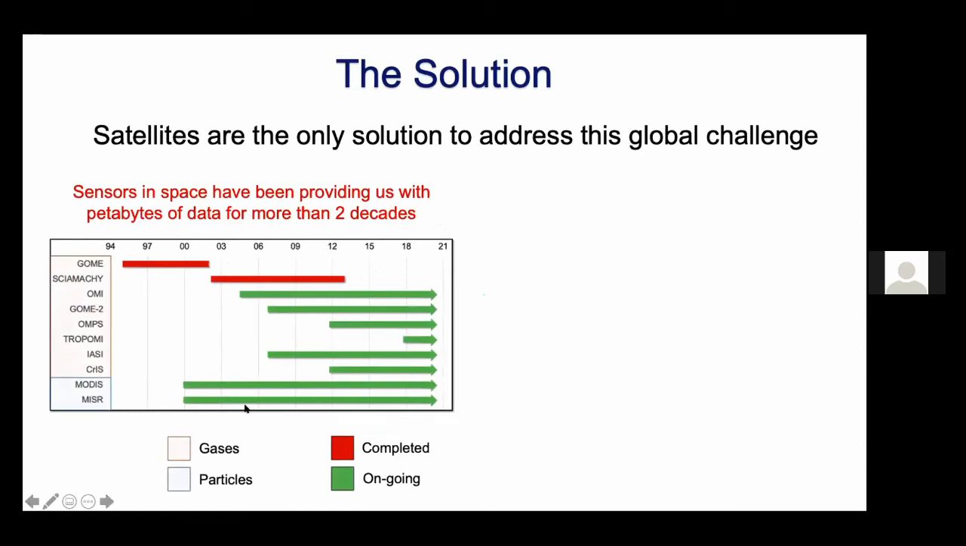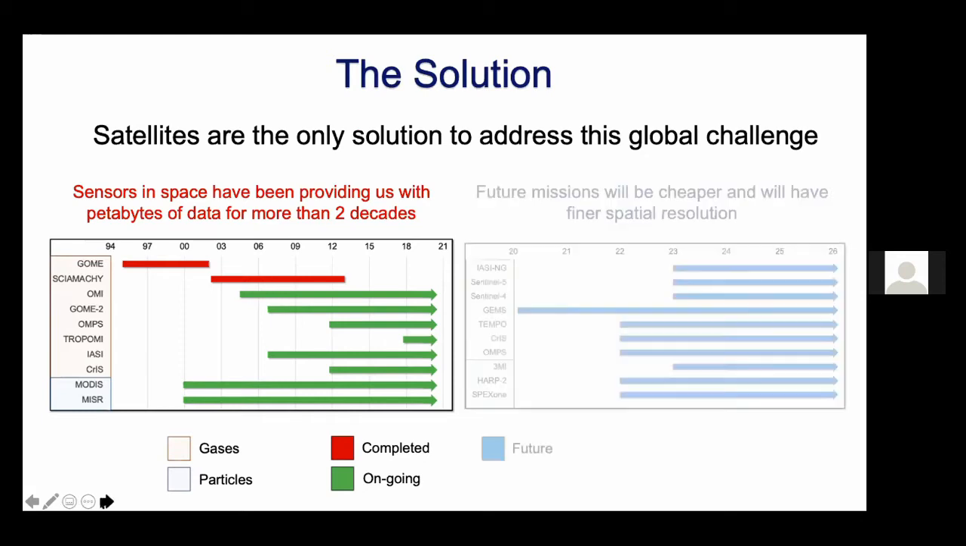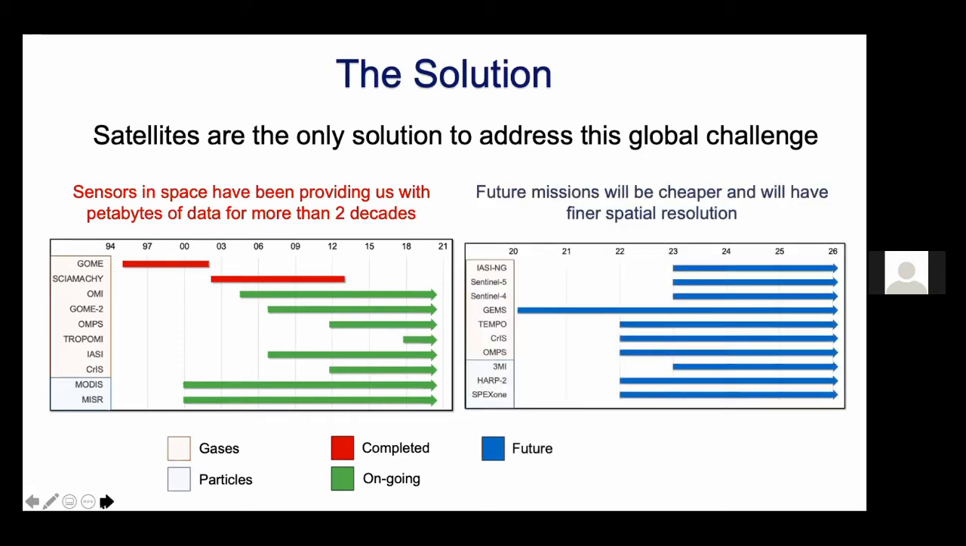So in this time series, I show that the sensors have been in space for over 2 decades for monitoring both gases and particles and providing us with petabytes of data. The red bars show the completed missions and the green bars show the ongoing ones. And the future sensors are going to be even better. They'll be cheaper and will have finer spatial resolution.